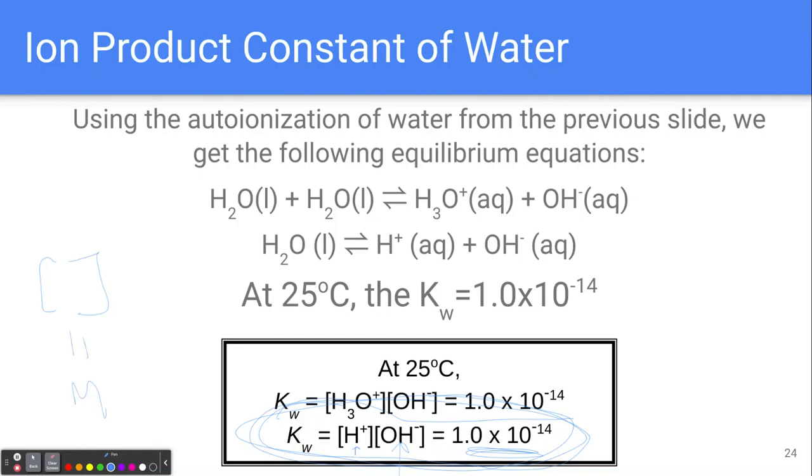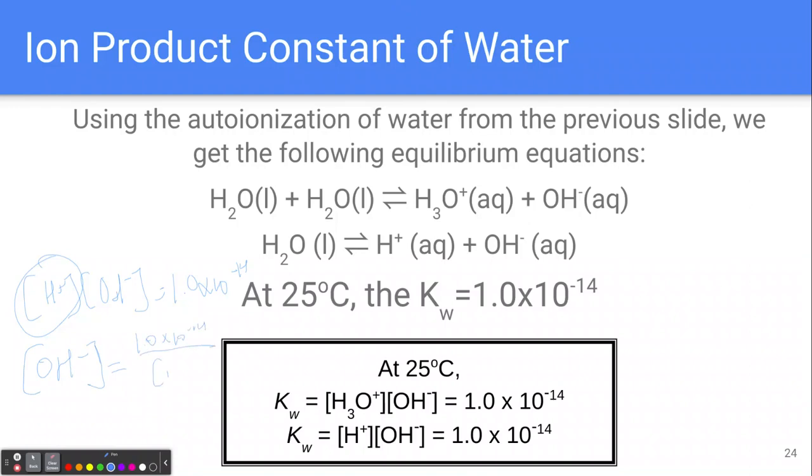So if we know the molarity of one of those, let's say we know the molarity of H plus, we can plug that in. So if we know the concentration of our protons, we're going to solve for hydroxide. And we can actually plug that value right in there, okay? And so we would get the concentration of our hydroxides. That's how we use this.